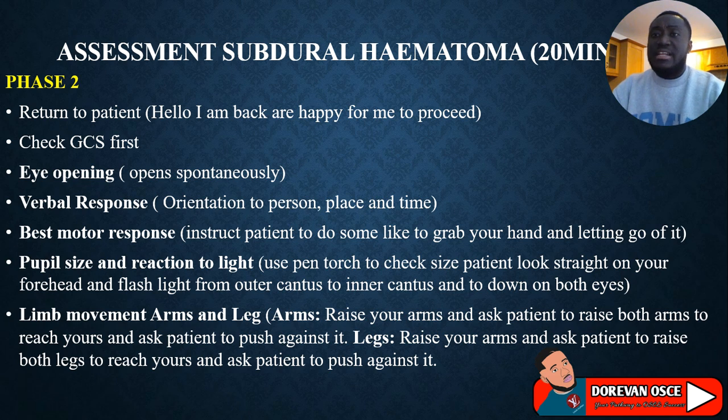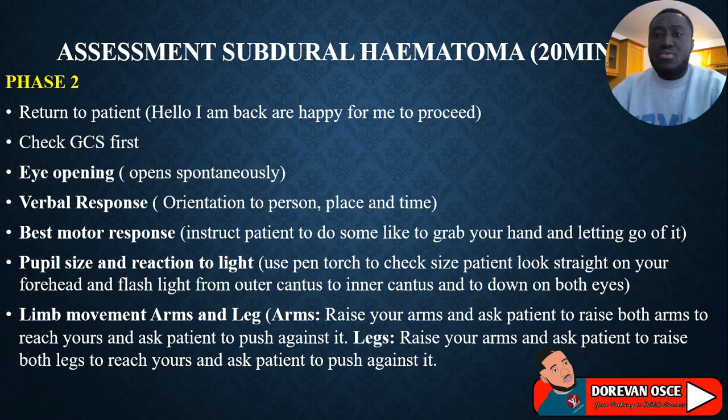Sometimes the patient might not be able to answer them, so you can say that the patient is disoriented to time, place, and person. You reassure that you'll be orienting them to time, place, and person. And then you give a score of disoriented on the GCS chart. Then you move to best motor response.